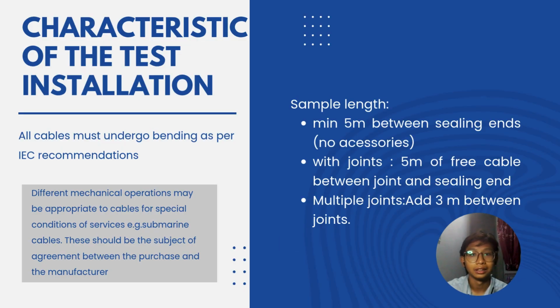So we move to the characteristic of the test installation. All cables must undergo bending as per IEC recommendation, and different mechanical operations may be appropriate to cables for special conditions of service, for example submarine cables. This should be the subject of agreement between the purchaser and the manufacturer. The sample line recommended for this test installation is a minimum of 5 meters between sealing ends, with joint 5 meters of free cable between joints and sealing end, and lastly multiple joints at 3 meters between joints.